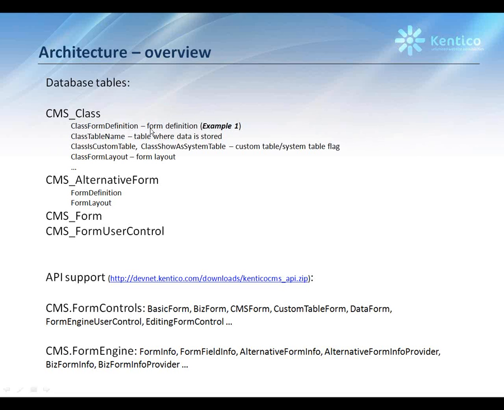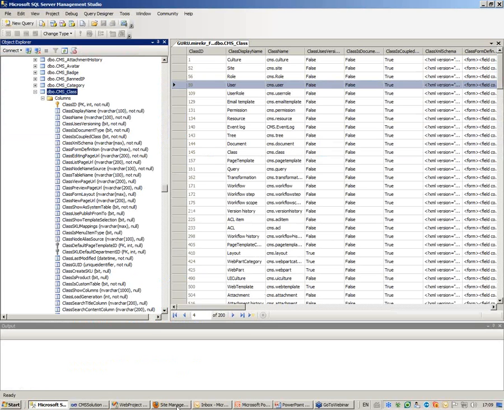This is the place or column where the form definition of the complete form is stored, and there is also class table name that basically holds the table name of the actual table where data is stored, because the actual data is not stored in the CMS class table. And also one important column is called class show as system table.